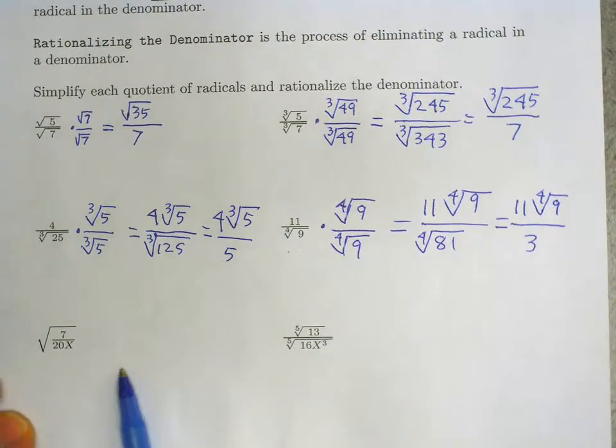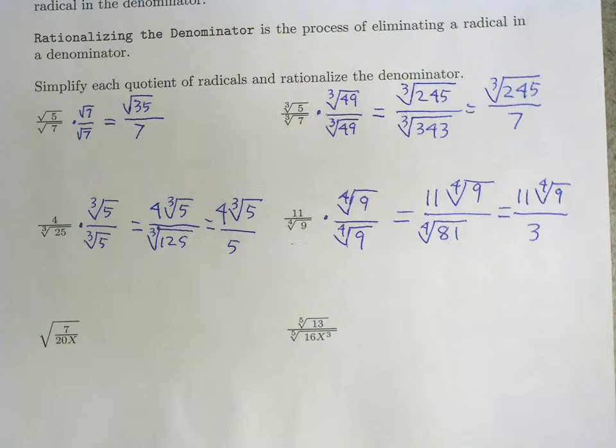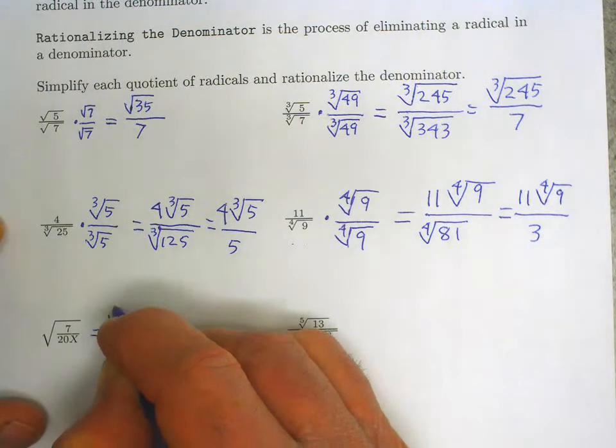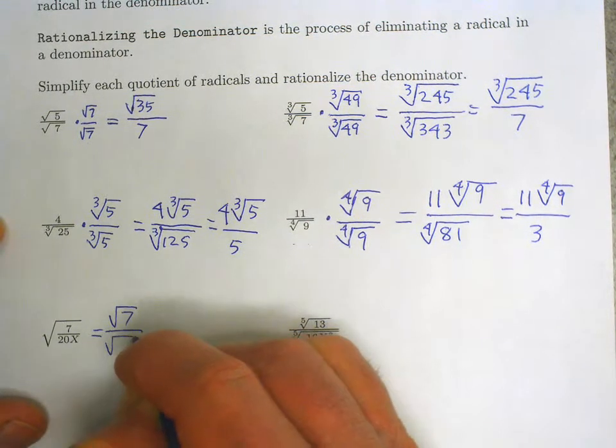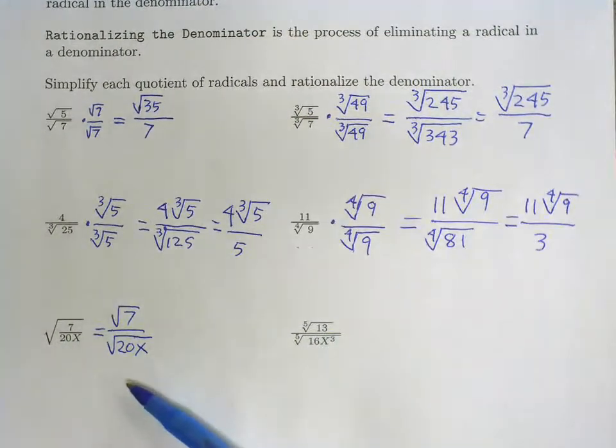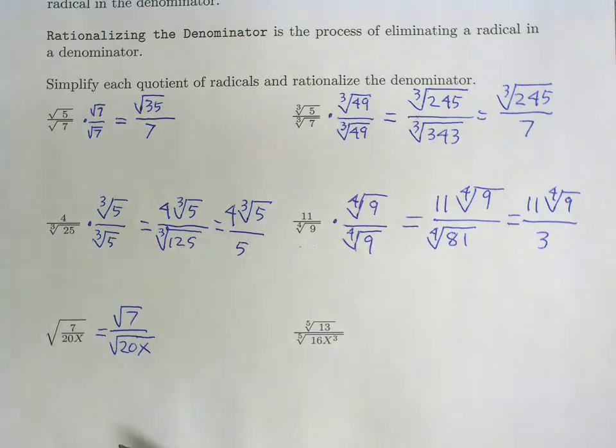Okay, in the next example, simplify the square root of 7 over 20x. It's not required, but you can rewrite this as the square root of 7 over the square root of 20x. It might be easier to think about what's going on if you do it that way. So since there's a square root in the denominator, and in the end we don't want a square root in the denominator, we ask, what would I have to multiply by 20x to get a perfect square?